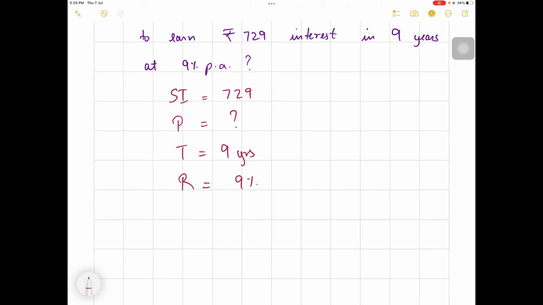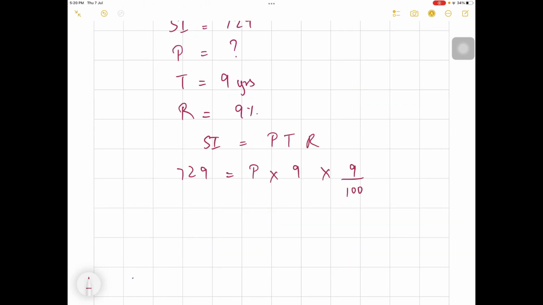So here you can use the old formula only. Simple interest is equal to P into T into R. So 729 is equal to principal, which you don't know, into T, which is 9 years, into R, which is 9 upon 100. So P is equal to 729 into 100 divided by 9 into 9.